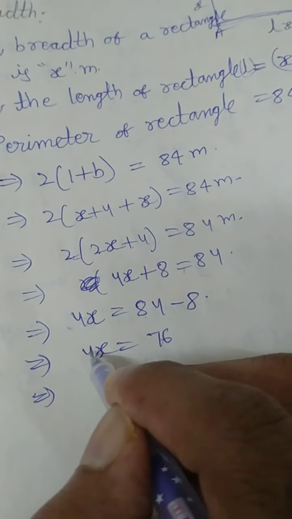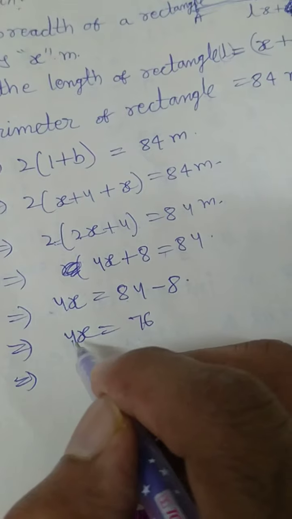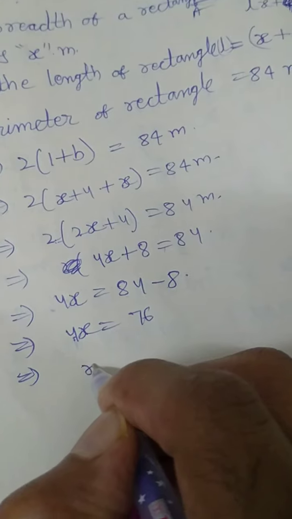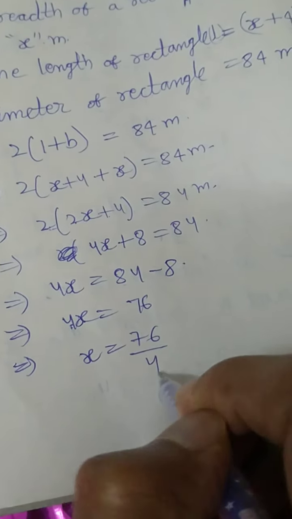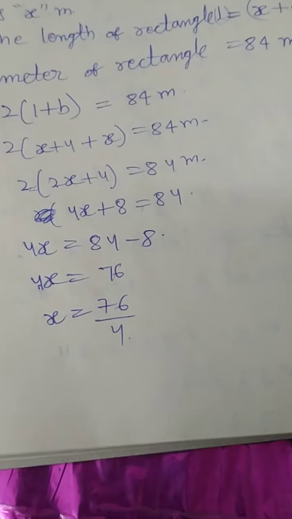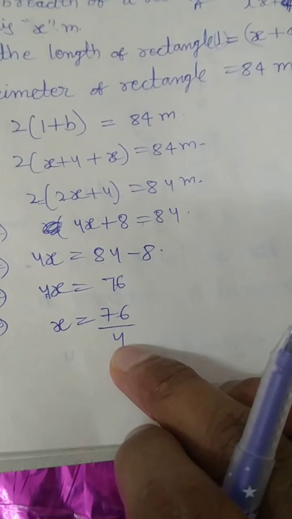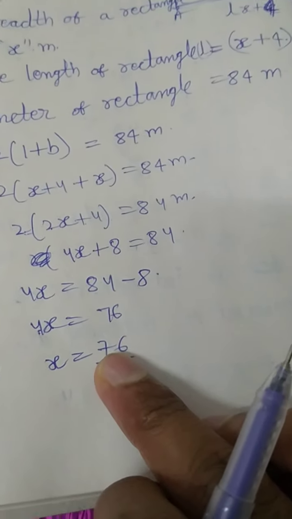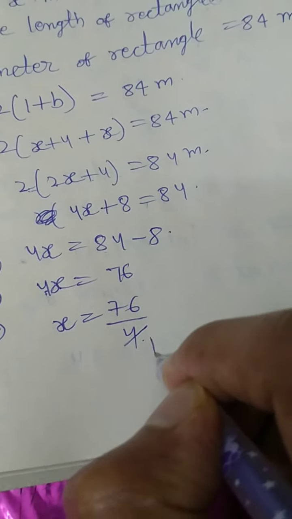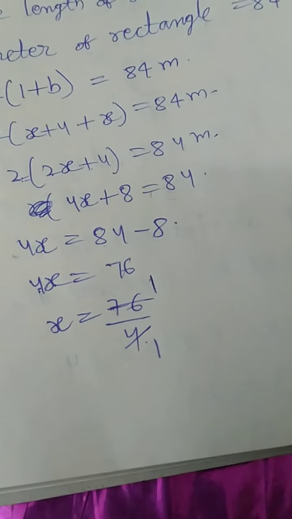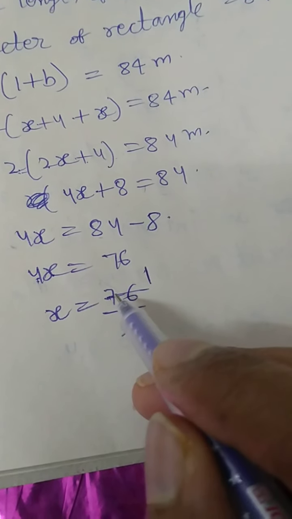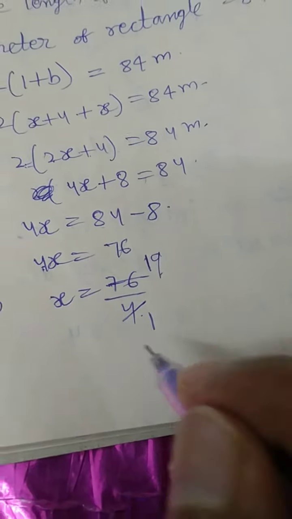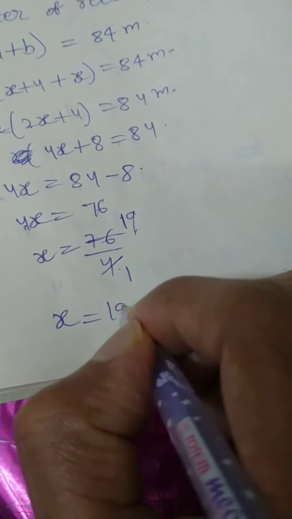Now transpose 4 to the other side. Here 4 is multiplying with x, so when it goes to the other side it will divide. So x equals 76 by 4. We have to check whether 76 goes in the 4 table. You just try, children. 4 ones are 4, the leftover is 7, 7 minus 4 is 3, so 36 will go in the 4 table, 4 nines are 36. Therefore, what is x, children? x equals 19.